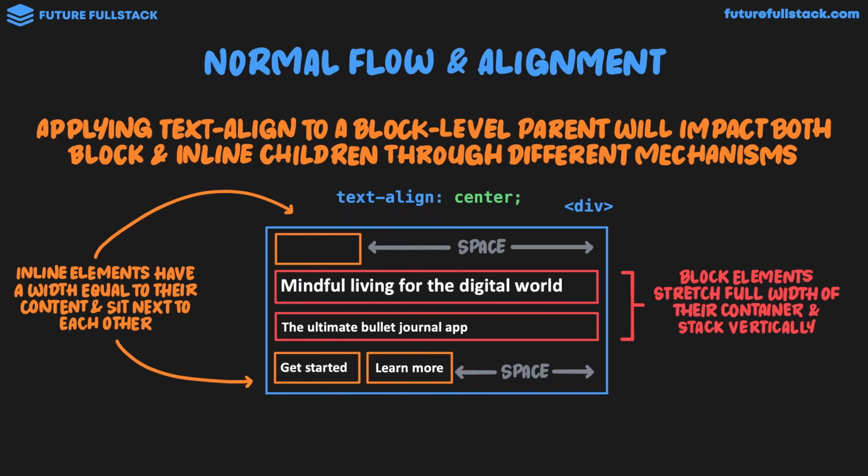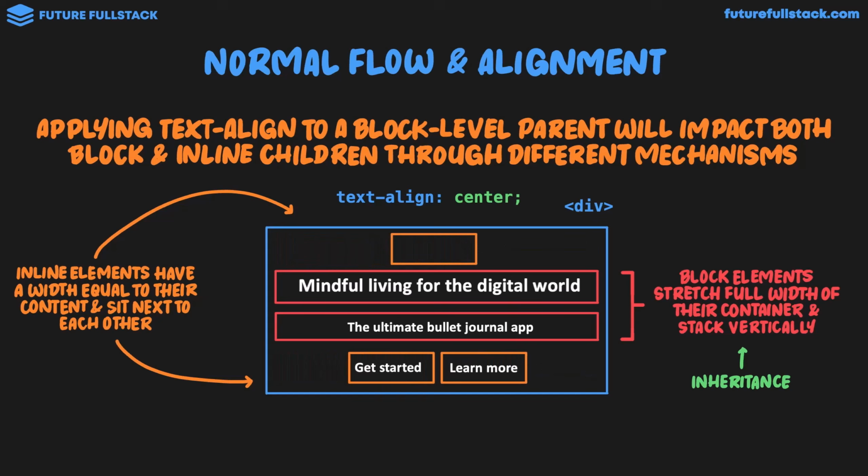The first is that the text inside the block elements will center, and this is being achieved through inheritance. The text-align center property is being passed down to the H1 and the paragraph, which effectively applies text-align center to each of those elements, which then centers the text. The second thing happening is that the image and anchor tags, the inline elements, have space to move. So applying text-align center will center these elements. So the inline elements are being centered because they are a direct child of the div.